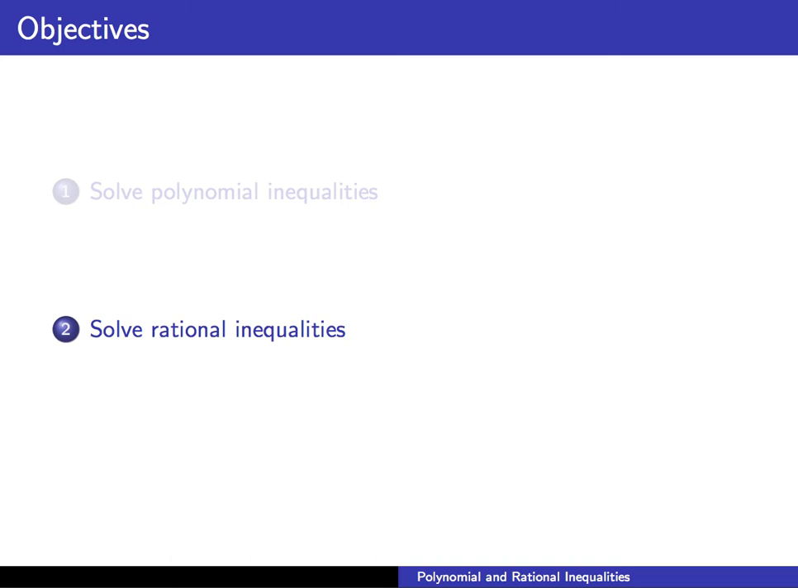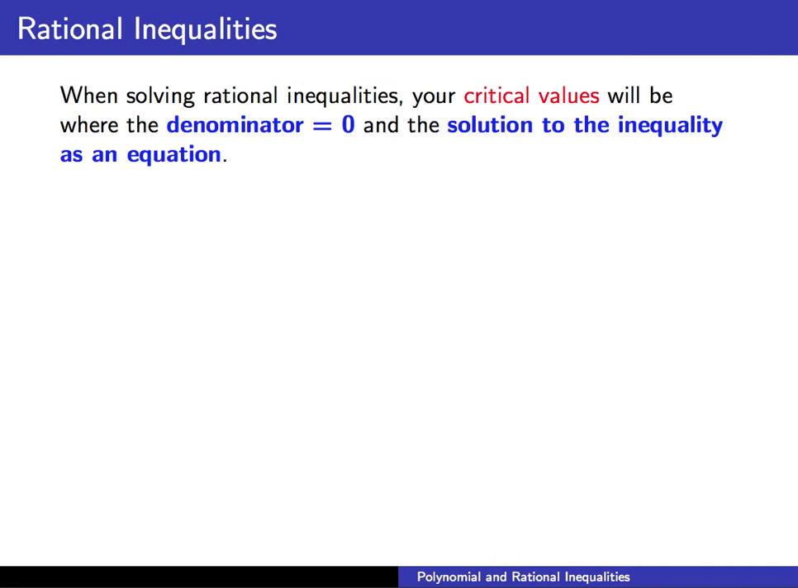All right, in this video, we're going to take a look at solving rational inequalities. We're going to break this objective up into two separate videos just for time purposes. But when solving rational inequalities, our critical values that we're going to set up our number line with are going to be wherever the denominator equals 0, and the solution to the inequality if we treat it as an equation. So we'll see some examples of that in this video and the next.